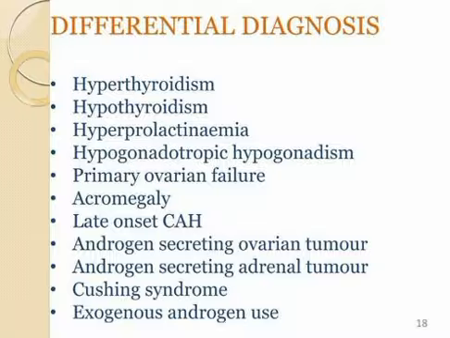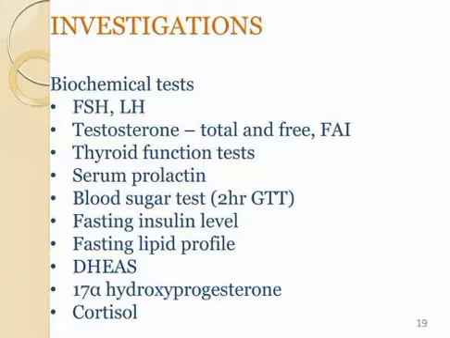So next will be the investigations. What are the investigations and what are the tests taken during the diagnosis of polycystic ovarian syndrome? It includes FSH and LH. The follicle stimulating hormone and the luteinizing hormone are the basic hormones used, which help in the regulation of the menstrual cycle.